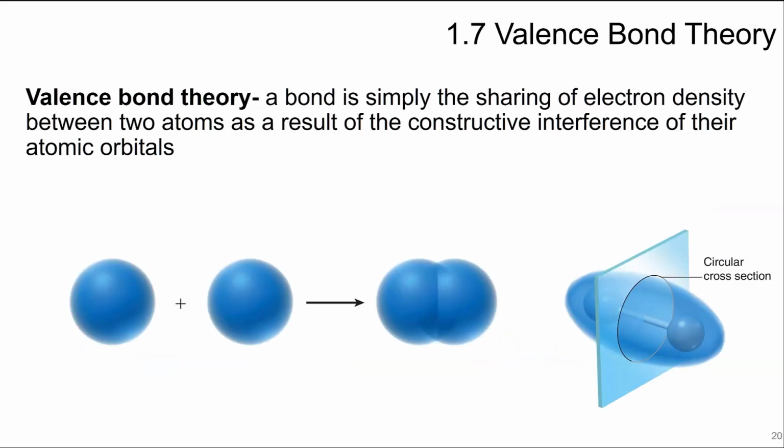Then we have valence bond theory, which is simply the sharing of electron density between 2 atoms, and that results from the constructive interference of those 2 waves getting together. So we have hydrogen and hydrogen, those 2 electrons come together to form that bond, and we get this circular cross section. So the bond for an H2 molecule results from constructive interference. Again, these last couple slides, there are not going to be super specific questions on atomic orbitals or valence bond theory.